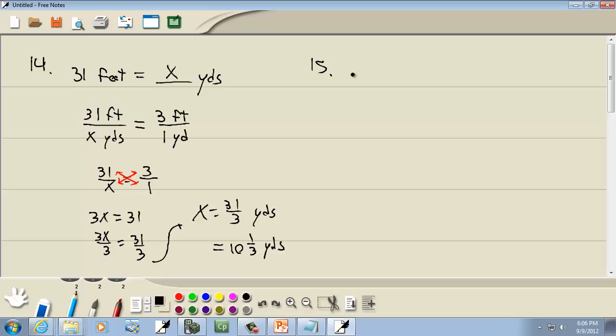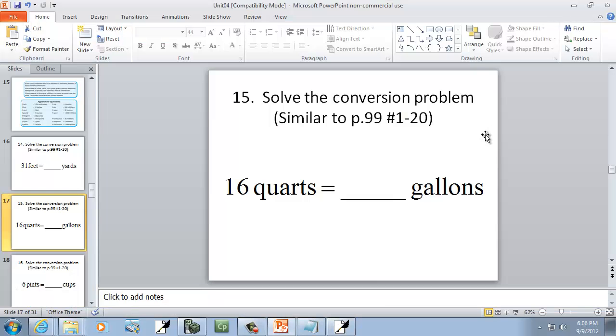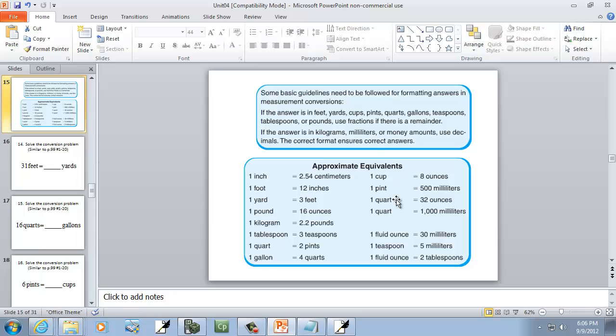So let's come down to this one, number 15. Got 16 quarts equals blank gallons. And I think GAL is the abbreviation, but if it isn't, we'll pretend it is. So I got 16 quarts over x gallons. That's what we're trying to find. Okay, so the fraction on this side, we're looking for something that ties quarts to gallons. So let's come over here. Quarts to gallons. 4 quarts is equal to 1 gallon.